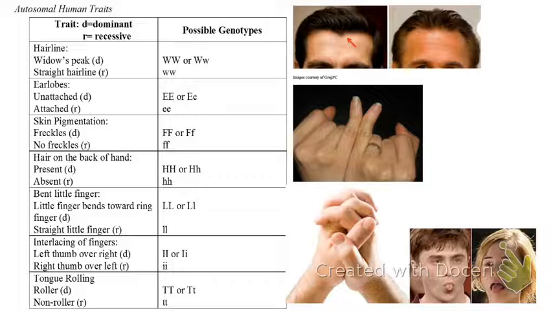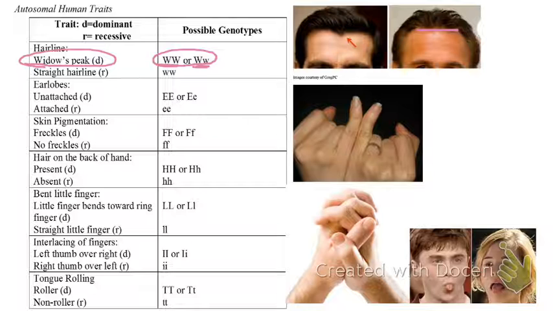If you look at your hairline, if you have a widow's peak, it's dominant. That just means it's a dominant trait, not that it's dominant in the population. You do not know whether you are homozygous dominant or heterozygous, so you circle both of them. If you have a straight hairline, then you have no widow's peak, and you are homozygous recessive.